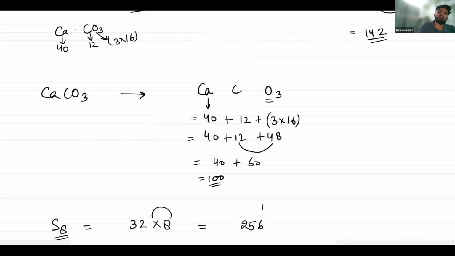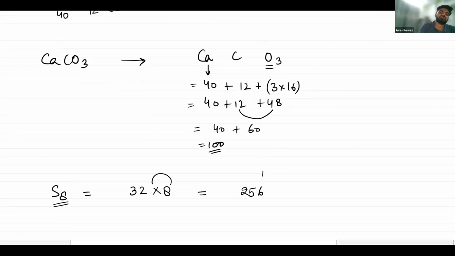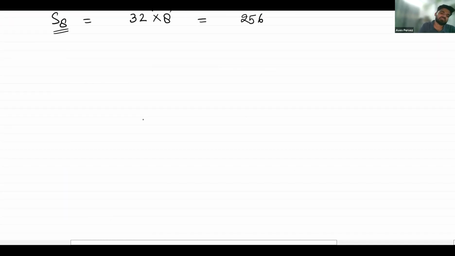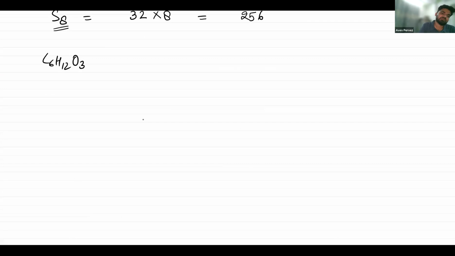Okay, what is the mass of glucose? One molecule of glucose, C6H12O6. And then aluminium sulfate, Al2(SO4)3. What is the mass of this one? Calculate the mass of these two.